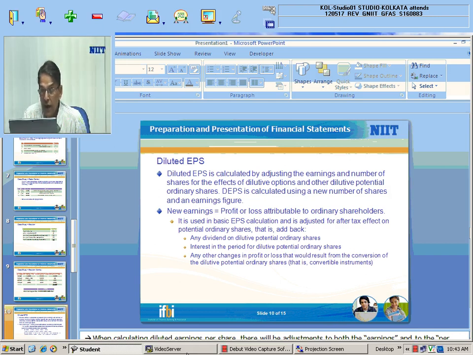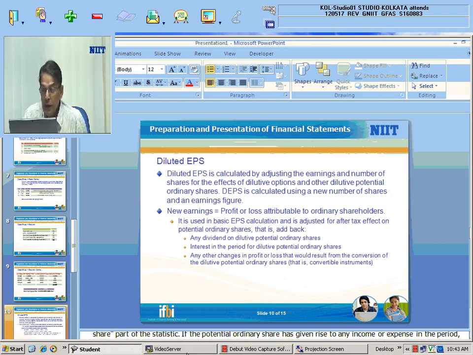As the assumption is that it has now been converted into ordinary shares, that would not have given rise to that income or expense. Because we are assuming that these dilutive potential ordinary shares have been converted into ordinary shares. So since they have been converted into ordinary shares, those income or expenses would not have arisen. So you have to add back, or basically reverse, the effect of this income or expense on the profit after tax.